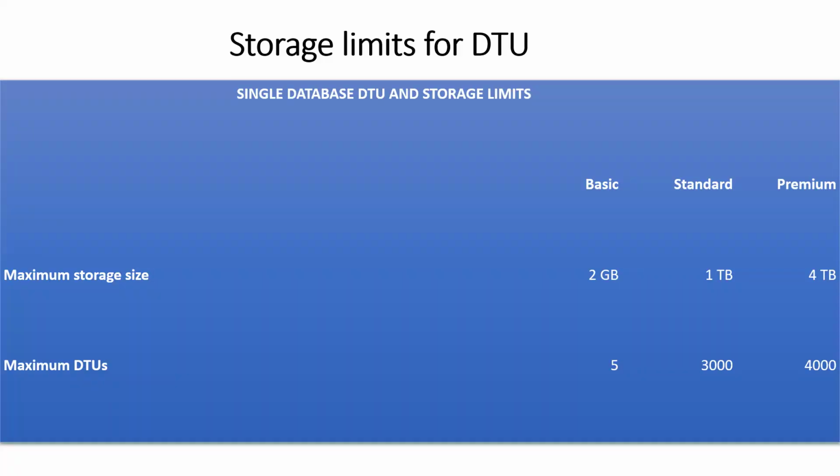So any questions still here? We just discussed DTU, the differences between the DTU and vCore models, and we have seen the differences between the DTUs and storage limits for DTU. Till now, any confusions or questions, just let me know.